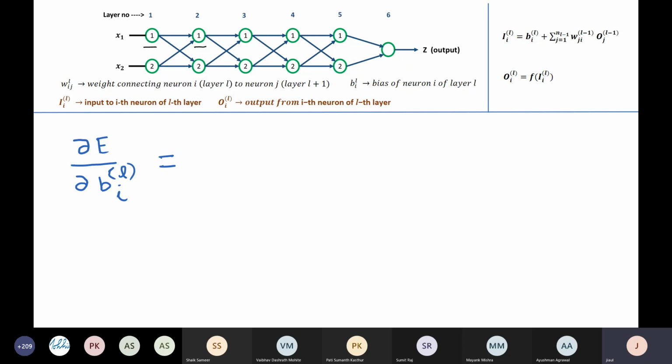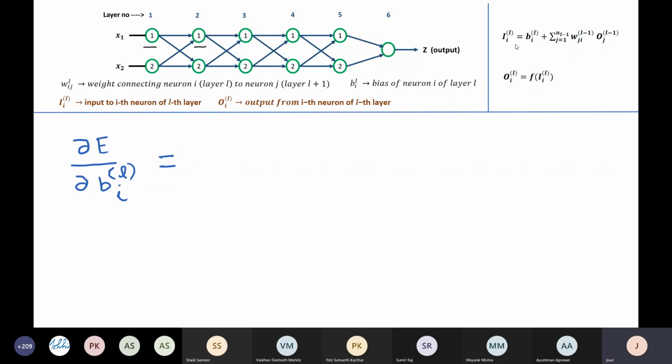Has anybody tried to do this? What would be the general rule for the bias derivative? Okay, nobody? Avinab, have you tried to do this? Aditi?